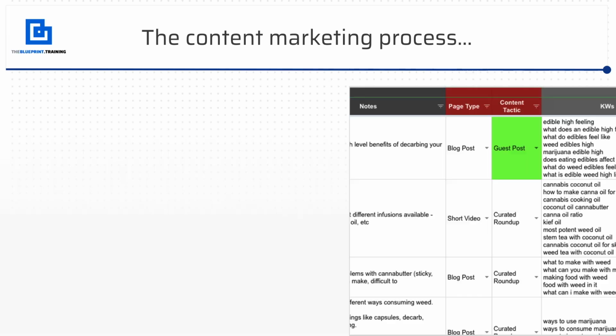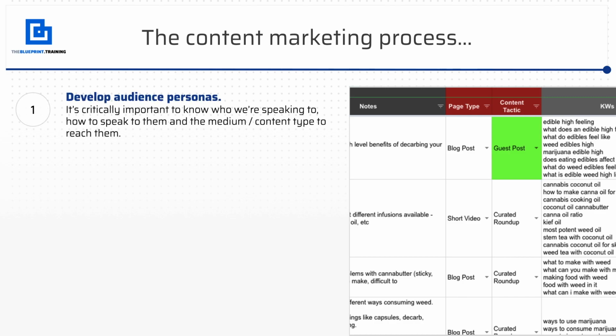I want to get into a little bit more nitty gritty here with the content marketing process. So the first thing I like to do, as I said, is develop these audience personas. It's really, really important to know who we're speaking to, how we're going to speak to them, and how we're going to reach them ultimately in terms of what medium and what platform these should live on.